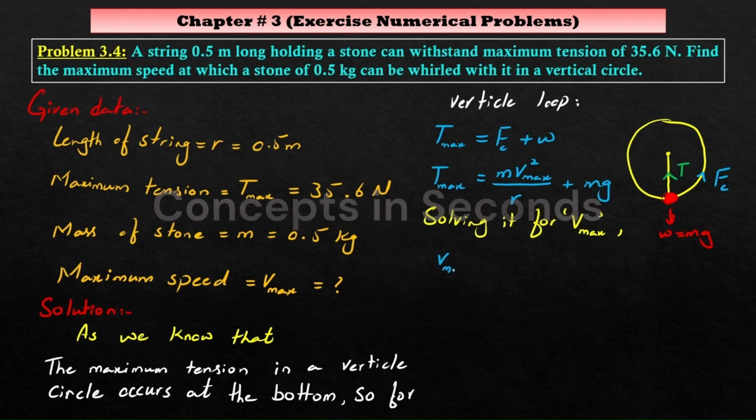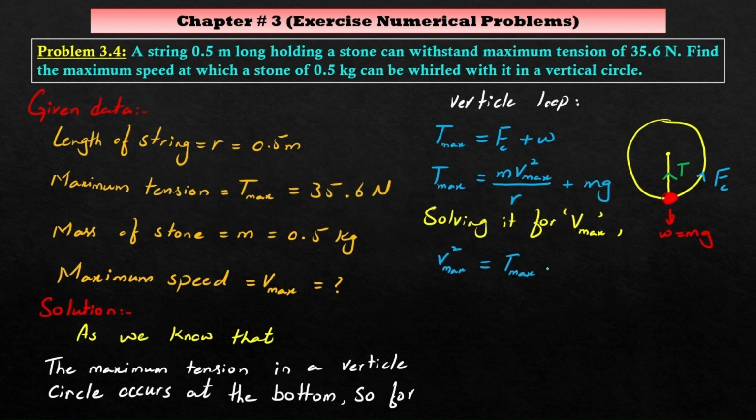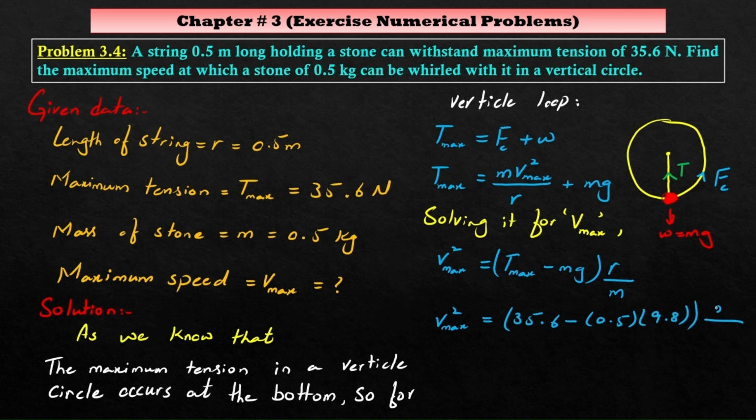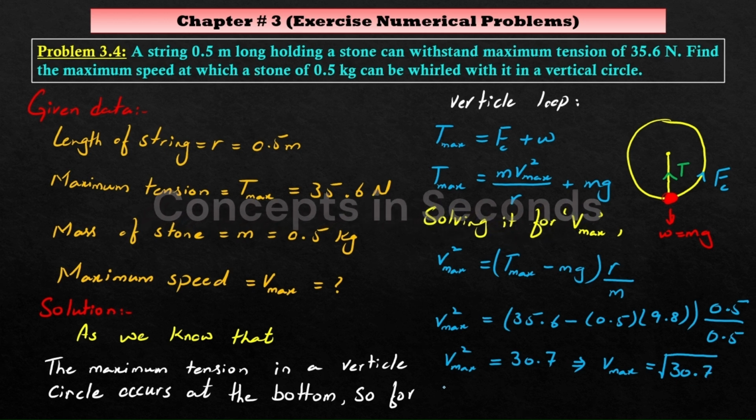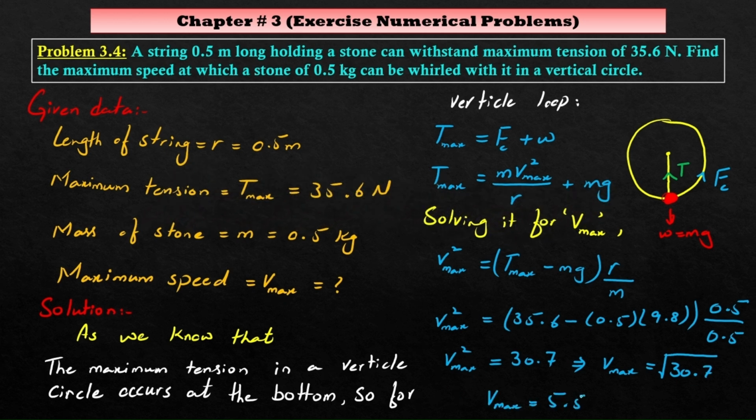So V maximum square is equal to T maximum minus mg, multiplied by r over m. V maximum square is equal to, putting values of T, m, g, r and other factors in the above formula, we get V maximum square is equal to 30.7. We have to find V maximum, so taking square root on both sides, V maximum is equal to 5.5 meter per second. So the maximum speed of the stone is 5.5 meter per second.